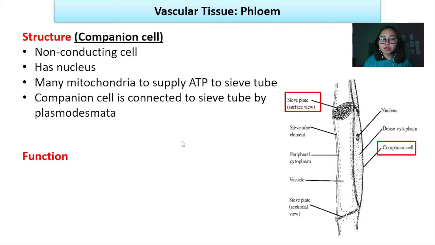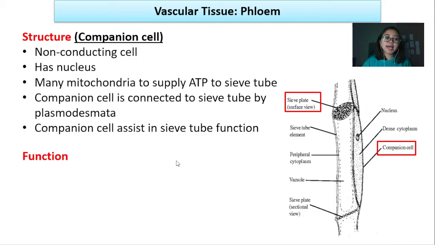This companion cell will be connected to the sieve tube by plasmodesmata. Plasmodesmata means they are proteins on the membrane ataupun any. You can consider it an organelle also. Okay, dia akan melekatkan cell wall companion cell kepada cell wall sieve tube. Plasmodesmata. Untuk kasih melekat dia sama-sama. And the companion cell will assist in the sieve tube function. Dia akan tolong sieve tube menjalankan tugas dia.